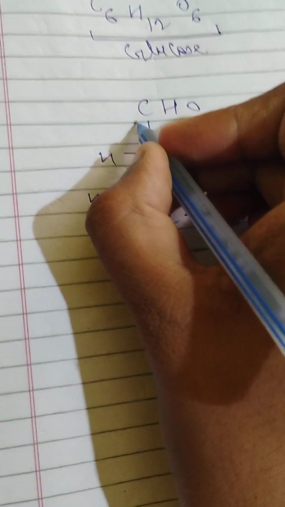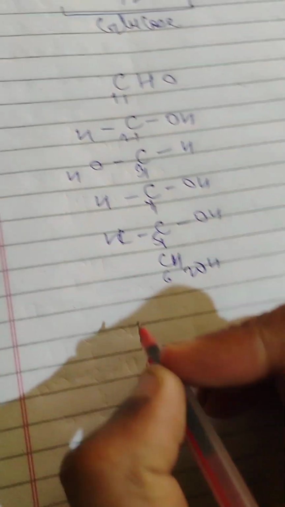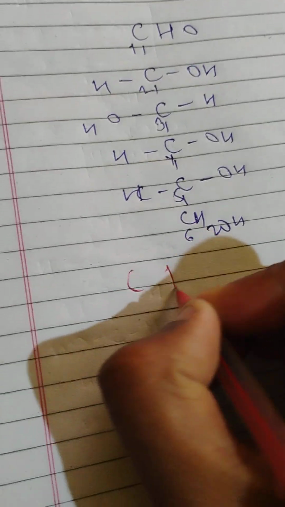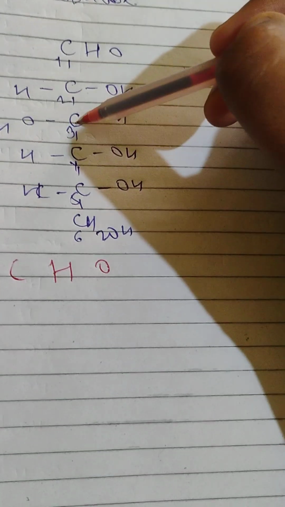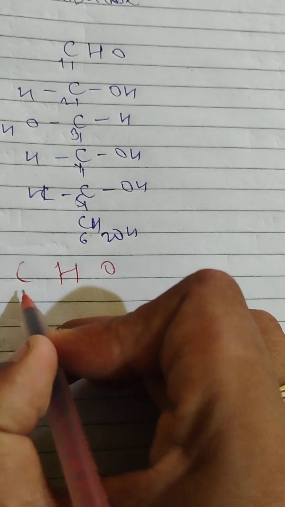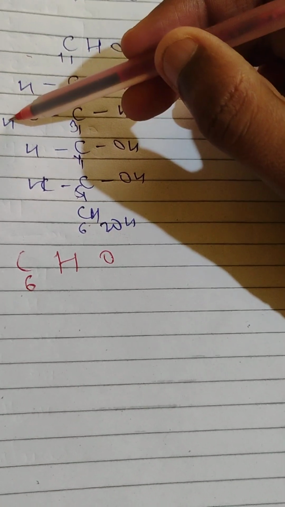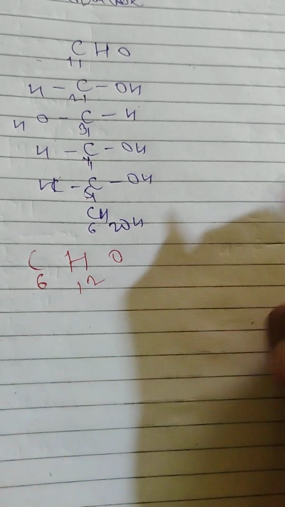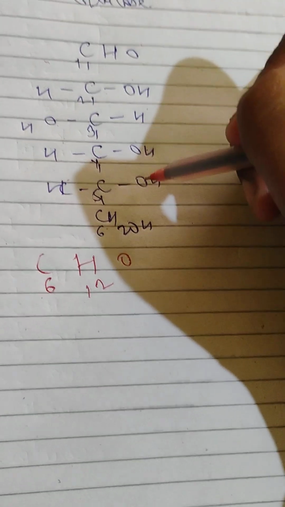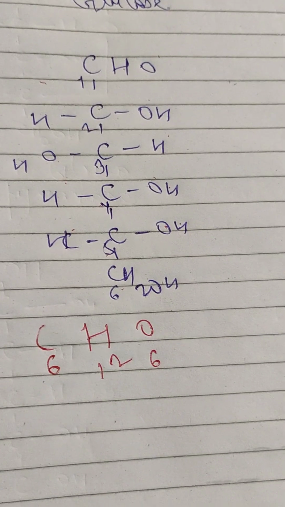So we have to number the carbons 1, 2, 3, 4, 5, 6. We know the formula of glucose is C6H12O6. So let's count it. 1, 2, 3, 4, 5, 6, it is C6. H: 1, 2, 3, 4, 5, 6, 7, 8, 9, 10, 11, 12. This is 12. Oxygen: 1, 2, 3, 4, 5, 6. Okay, so this will be the structure of glucose.